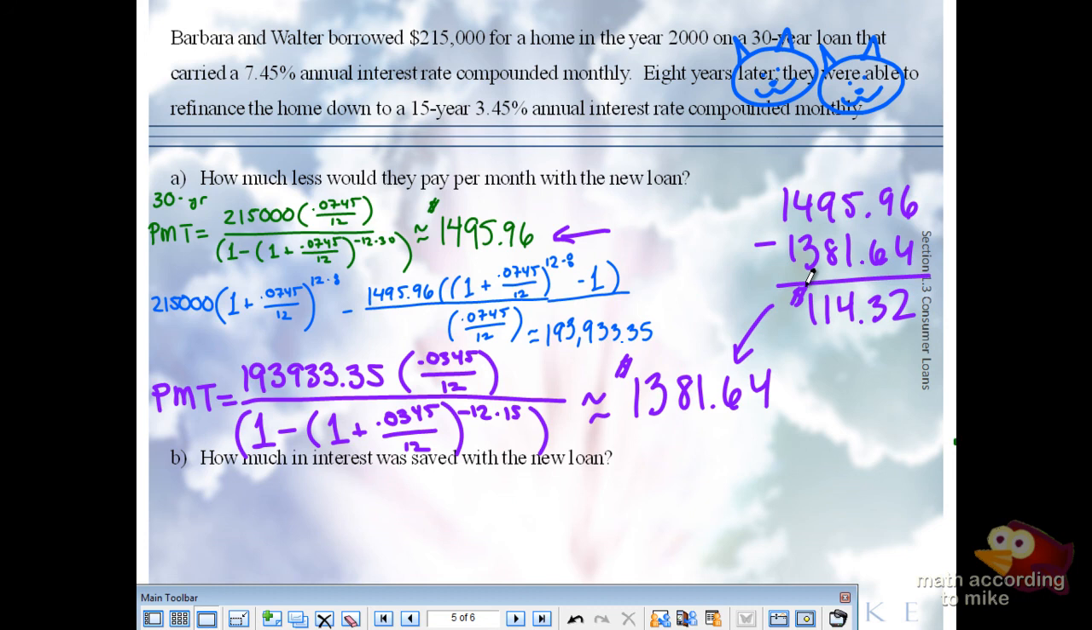So, ugh. All right, now let's do part B. How much interest was saved? All right. So if they continued paying the $1495.96 for the remainder of the 22 years, because that was the original 30-year loan, it'd be $1495.96, 12 times a year for 22 years. Again, the 22 is from, they already paid 8 years into 30 years.